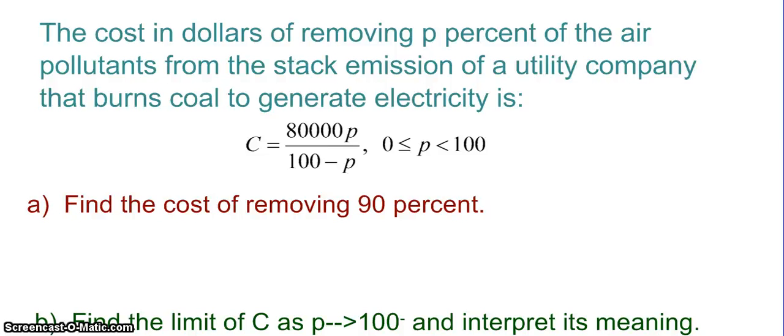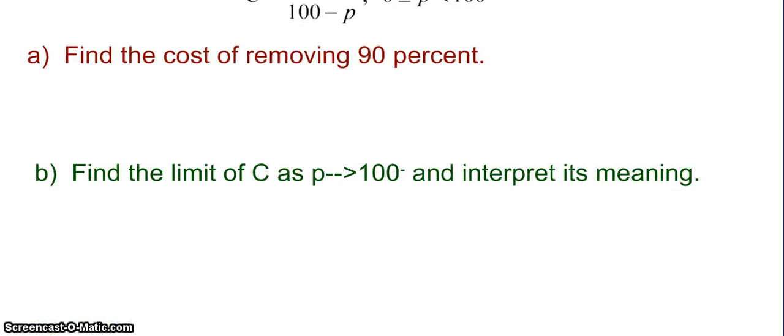Next, now we have an application problem. So the cost in dollars of removing P% of the air pollutants from the stack emission of a utility company that burns coal to generate electricity is this function, where P is between 0 and 100 because it's a percent. Find the cost of removing 90% of the coal, and then I want you to find the limit of C as P goes to 100 from the left and interpret its meaning in the context of the problem. I know, you love those. Pause the video. Do that. Unpause when you're ready to check.